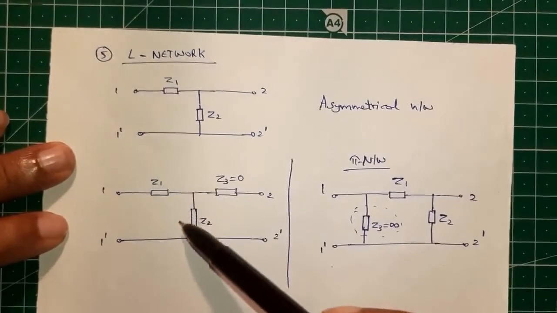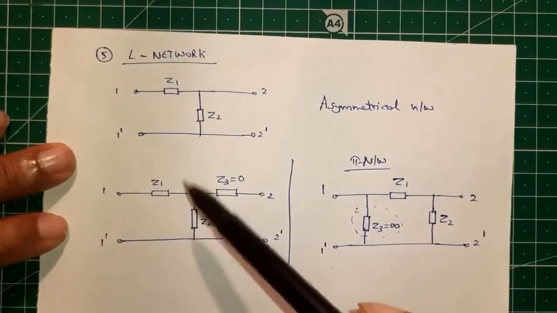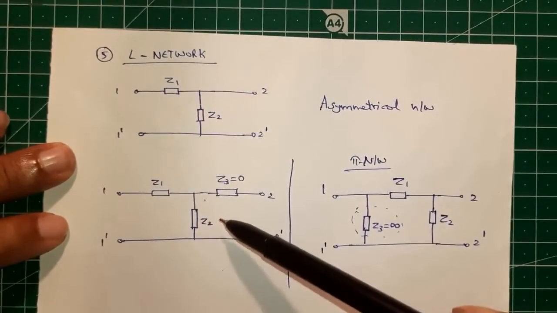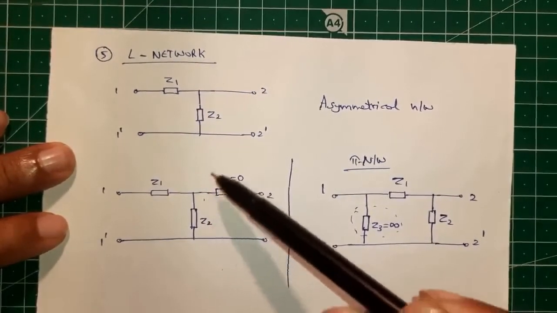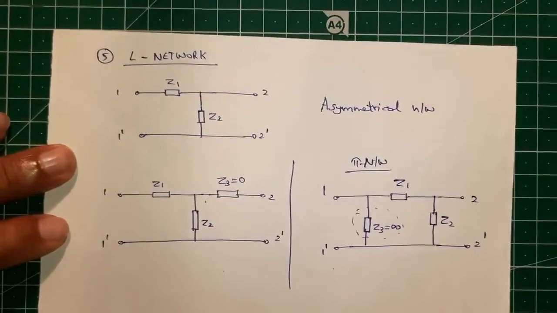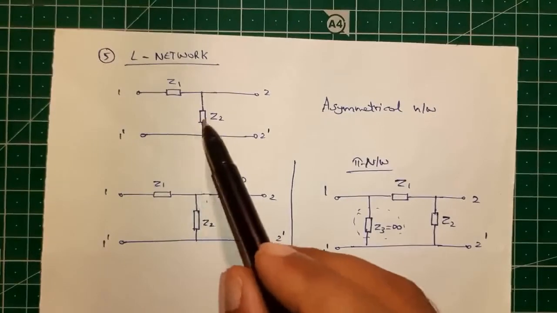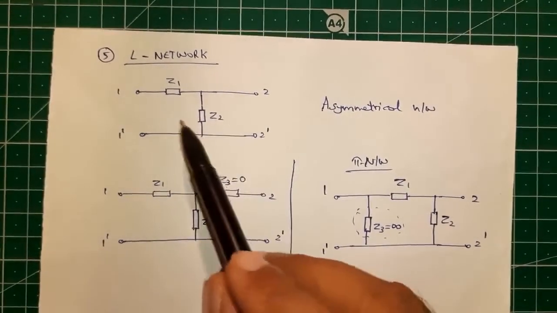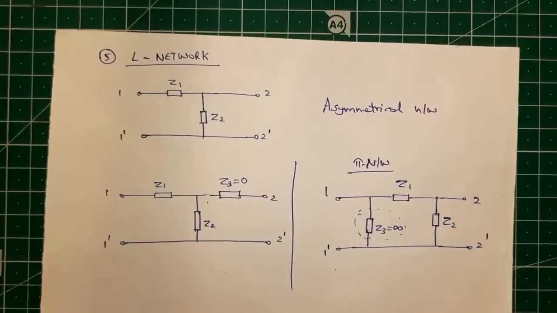Similarly, an L network can be viewed as a special case of a T network, when one of the series arm impedances is equal to 0. The application is for matching networks. L networks are used for matching circuits.